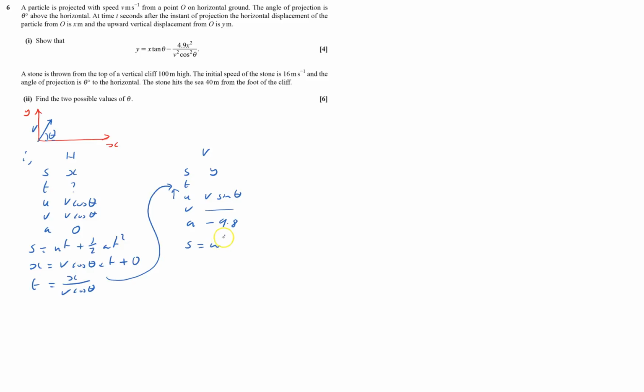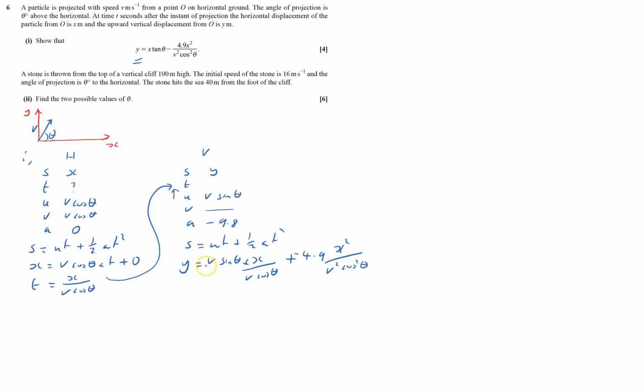Again, I've got s equals ut plus half at squared. S is y, and when we get an equation of trajectory, the question says y equals, so pretty obvious I'm going to have y at the front. So y equals ut, u is v sine theta, times t, which I've just worked out down here is x over v cos theta, and then plus half of a, which is minus 4.9, times t squared, so that's x squared over v squared cos squared theta.